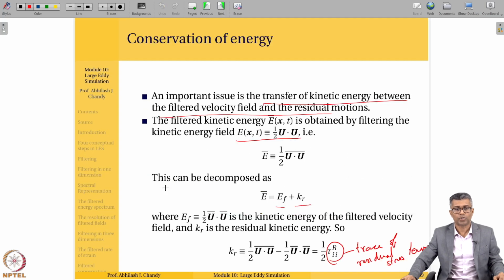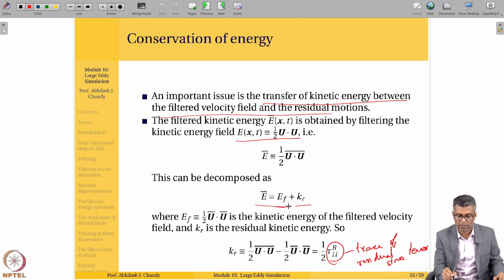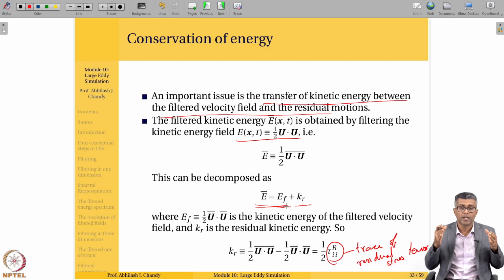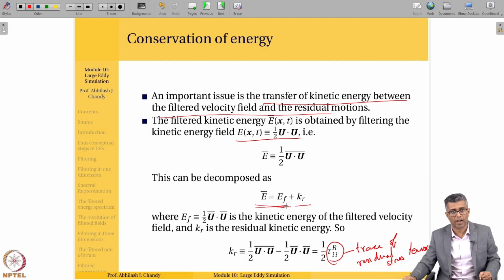Approximately equal to E. So earlier when we split this into EF and KR, KR is almost negligible. The residual kinetic energy is almost negligible. That's the whole premise of LES, right? We are resolving all the large scales because we think that most of the energy is concentrated in the large scale. So why don't we just consider that? So then we are sort of ignoring the residual kinetic energy. So E bar is equal to EF.